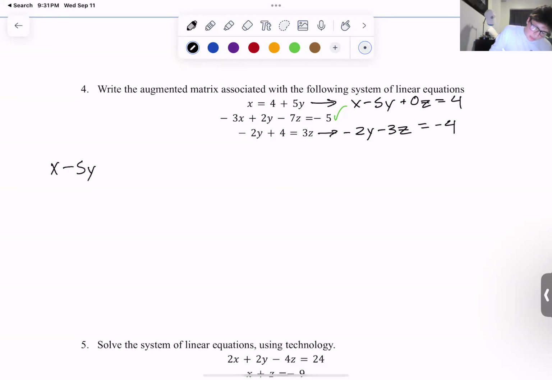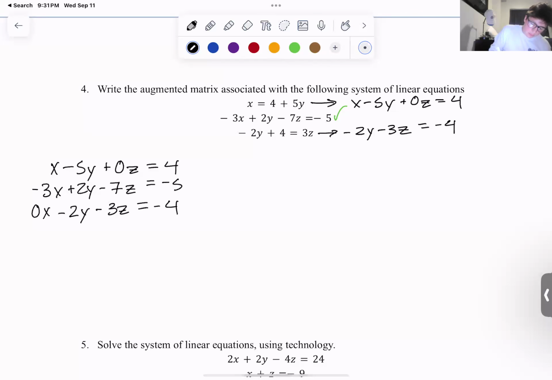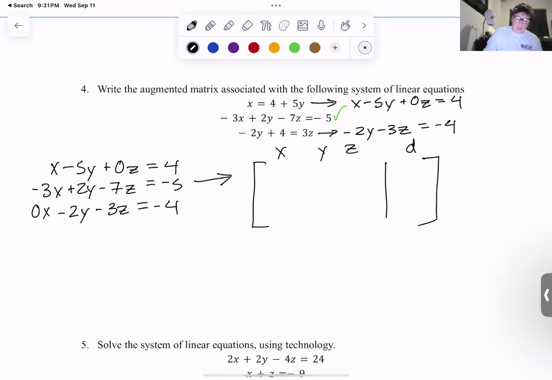So now I have x minus 5y plus 0z equals 4. Negative 3x plus 2y minus 7z equals negative 5. And then negative 2y, but I should write 0x minus 2y minus 3z equals negative 4. And now when we convert this into an augmented matrix, basically it's going to be 4 columns, x, y, z, and then d. And then it's going to be 3 rows, or however many rows for the amount of equations you have. And the numbers that go inside of each spot are the coefficients or the constants. So for that first equation, the coefficient of x is 1, the coefficient of y is negative 5, the coefficient of z is 0, and the coefficient on the right side is 4. And it's that same process over and over again. So I'll just go ahead and do this quickly.